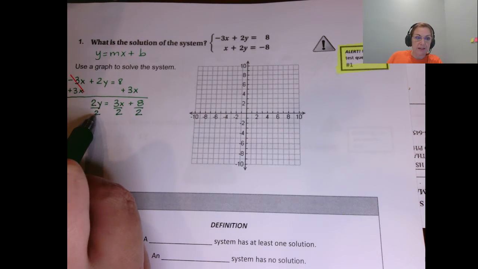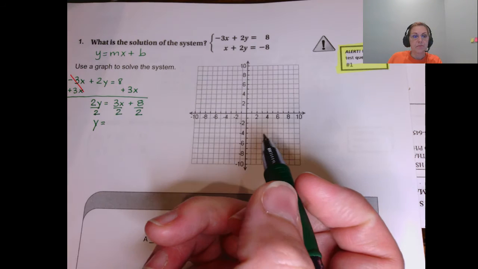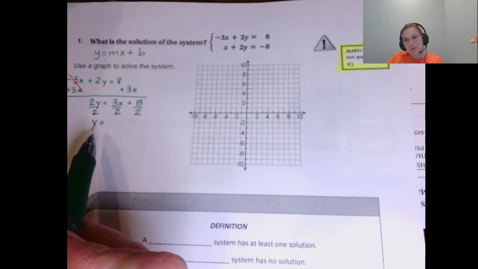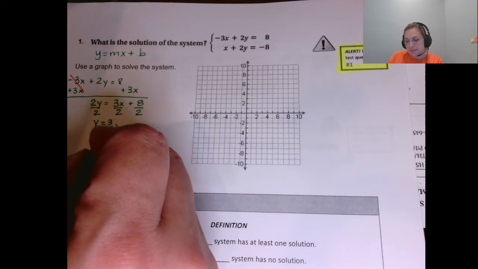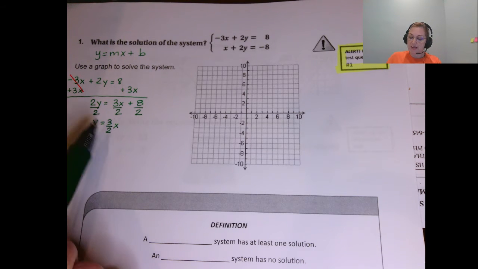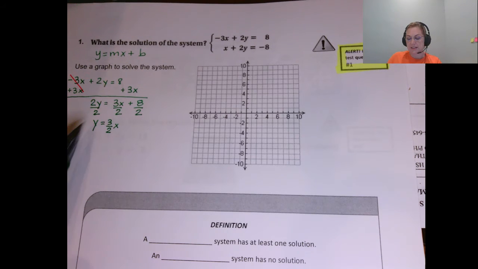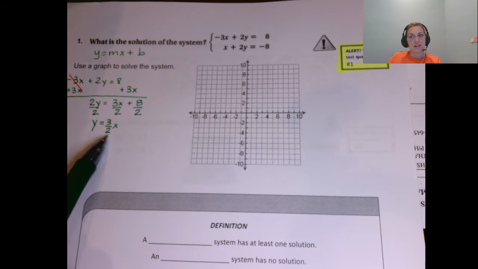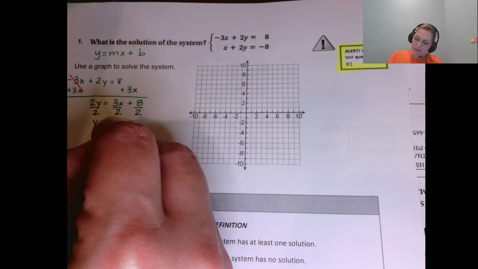So 2 divided by 2 will give me 1y. And then watch how I'm going to write this 3x divided by 2. I'm going to write that as 3 halves times x. Now think to yourself, where did she get the 3 halves? Look at where it was, and I just moved it in front of the x. The reason I did that is because I need to know what m is, and m is the number in front of x. So very easy, I wanted that m there. Okay, and then plus 8 divided by 2 is 4.